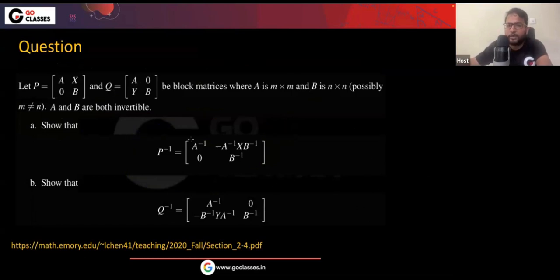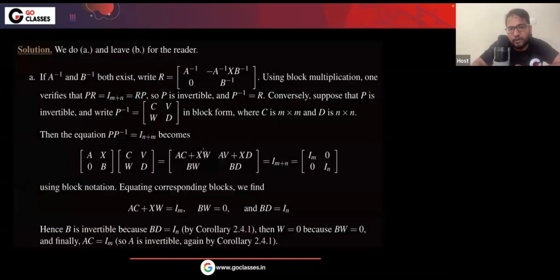Again, the same story. You multiply some random matrix, maybe you can say D, E, F, G, or whatever, right? You multiply with some random matrix and make it identity, and then find out the values of D, E, F, G, right? Similarly for Q. So the answer is again on the next page. Okay, you can assume this to be C, V, W, D, or something like that, right? And then find out the answer.